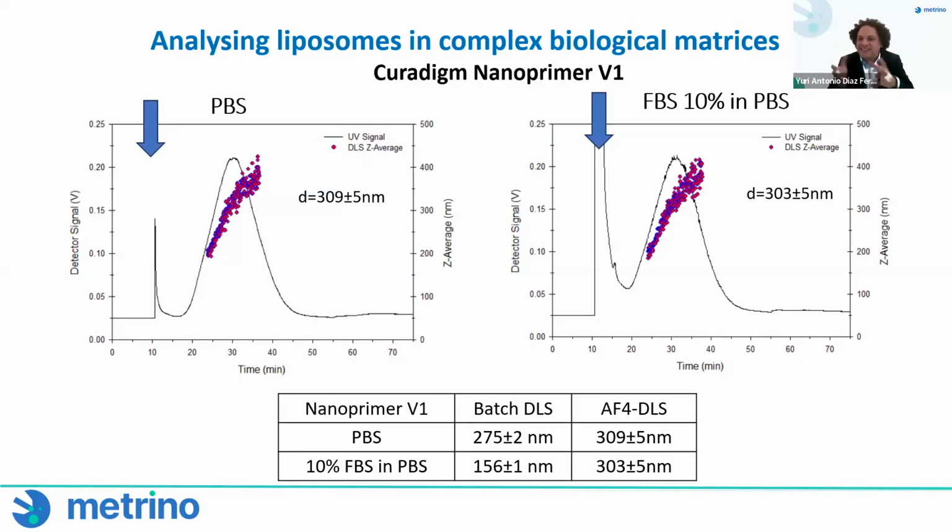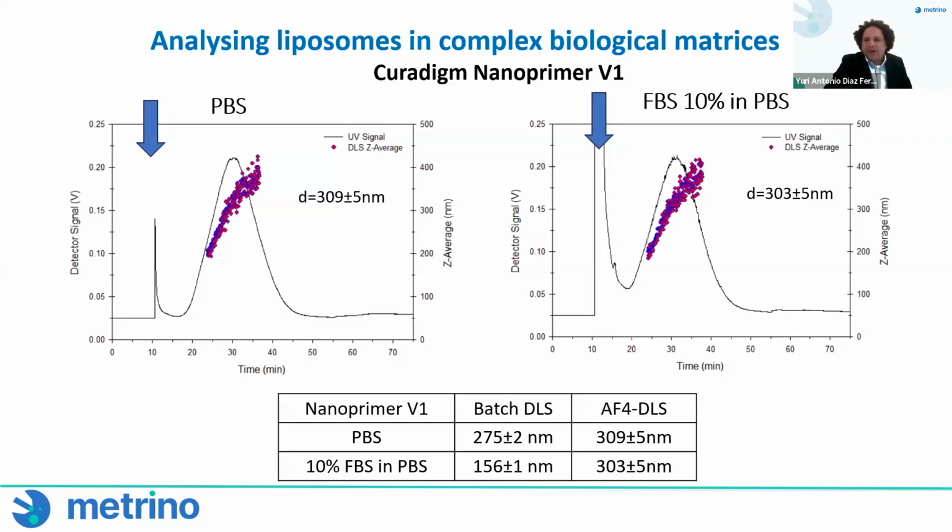The particles are preserved and are stable under these conditions, but the presence of the protein is interfering with the DLS measurement. This is because proteins can aggregate, and they can also increase the scattering events, but since they are way smaller than the liposomes, they will bias the measurement in batch towards smaller values. And this is, of course, opening opportunities to use AF4 to analyze these systems in complex matrices, like, for instance, fetal bovine serum, which is a model for more complex biological fluids.